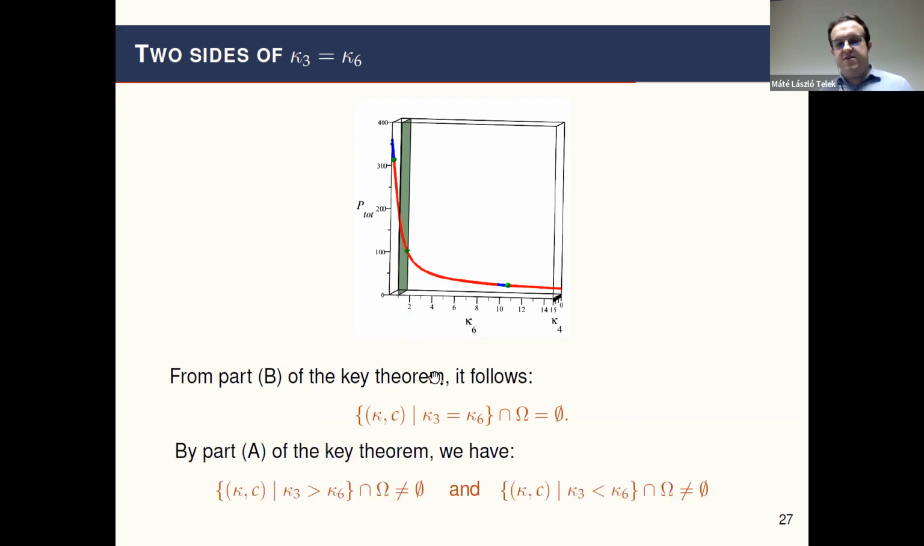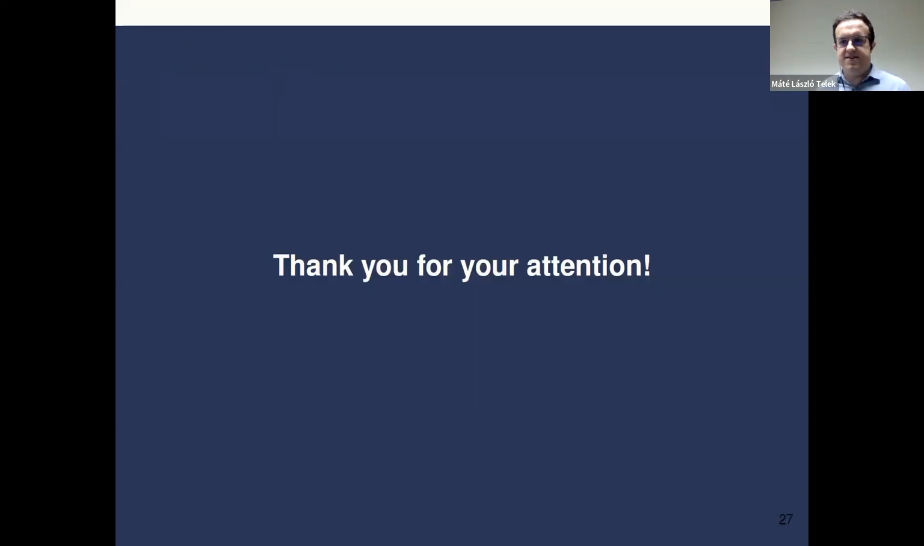And using part A of the key theorem, one can also show that we have points from omega from the parameter region of multistationarity on both sides of the hyperplane. So this region cannot be path connected, because whenever I have a point here and I want to find a path that goes to a point from the other side of the hyperplane, I have to cross this hyperplane. That shows that it cannot be path connected, but earlier we saw that the number of path-connected components is bounded above by 2, so it must be equal to 2. And that's everything that I wanted to tell you today, and thank you for your attention.